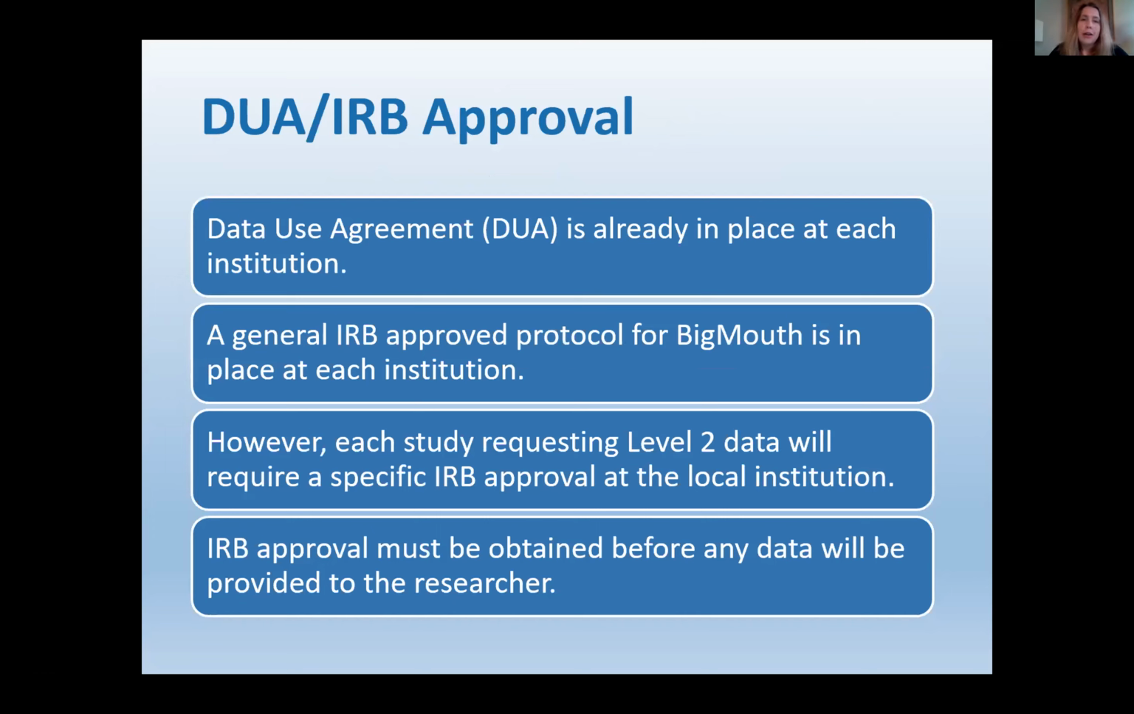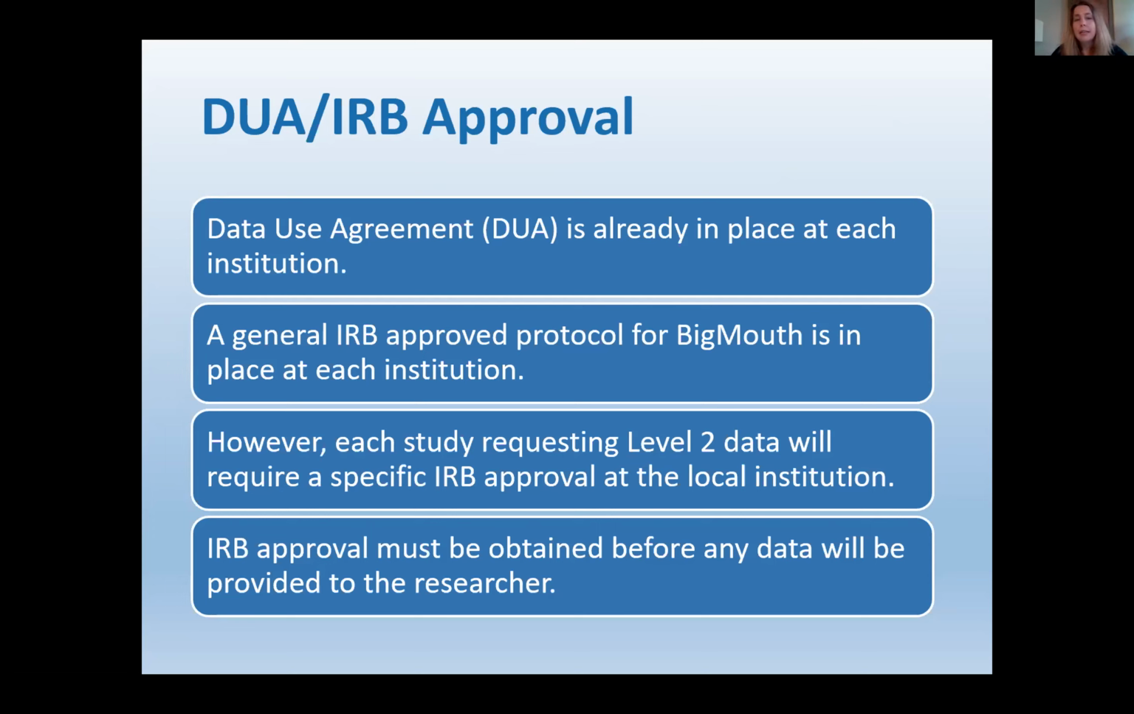So you may be wondering about the data, how it's shared at the institutions. In each institution, there's a data use agreement already in place. So the data is being shared from each institution with UT. A general IRB approved protocol is also in place for BigMouth. So each institution is operating under an IRB approval, or institutional review board, where they're saying, yes, this data is being sent to UT and this is how it's used in general.